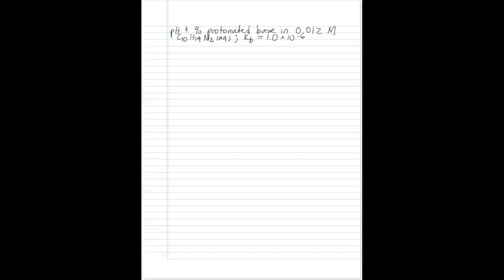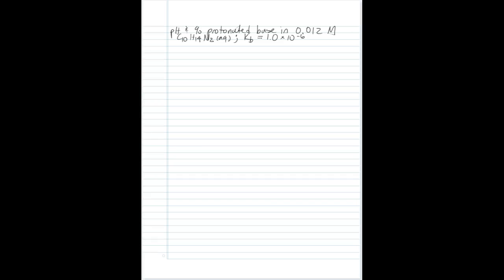So in this Pencast, we're going to use a Kb value to calculate the pH and percent protonated base in a solution of a base. And the base in this case is actually nicotine, which has the chemical formula C10H14N2. It has a very complicated structure. We're not going to go into that here, but what we need to know is that it's behaving as a base in this problem. And we're given a Kb value.